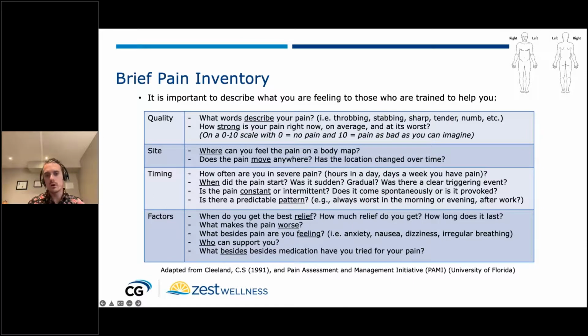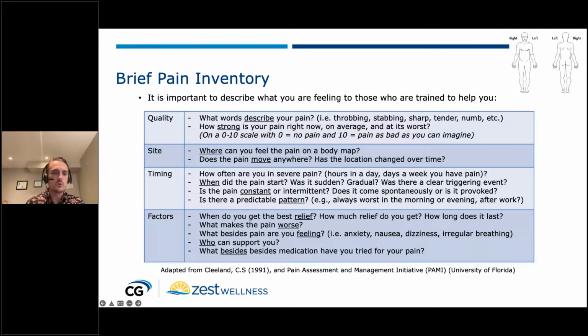There are 4 sections on this, and feel free to take a screenshot of this slide. The recording, of course, will be on YouTube, but these are questions you can ask yourself about the quality of your pain on a scale from 0 to 10, the site of your pain, where is the pain, the timing of your pain, as well as different factors in regards to your pain.